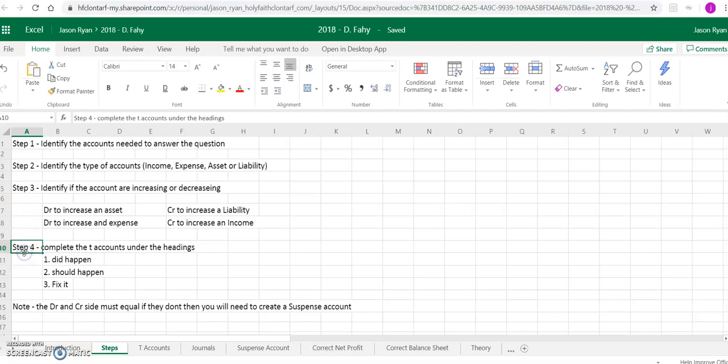Step number 4 then is complete the T accounts under headings: what did happen, what should happen, and how to fix it. And then a note for yourself: the debit and credit side must equal. If they don't, then you need to create a suspense account.